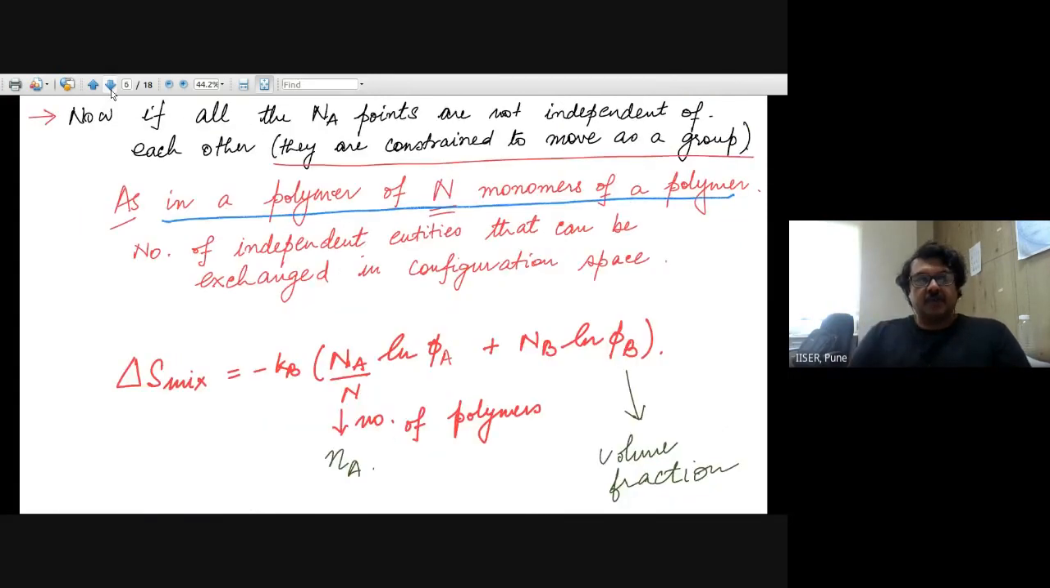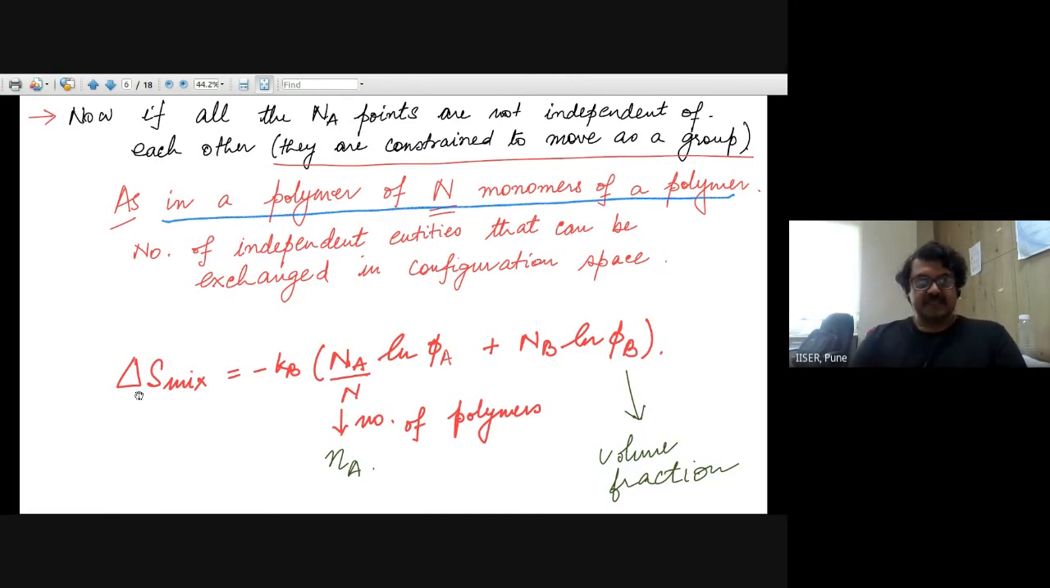Okay. So now the question is, suppose all the Na particles, points, are not independent of each other and they are constrained to move as a group, as in a polymer chain with n monomers. Then the number of independent entities that can be exchanged in configuration space is not free. You cannot simply replace any particles with itself. Rather, you have to move as a group, right? So n particles have to move as a group, and you can interchange n particles with a group of another n particles, capital N particles.